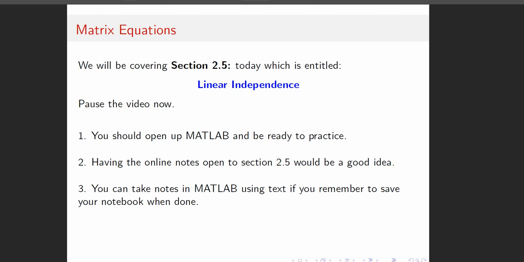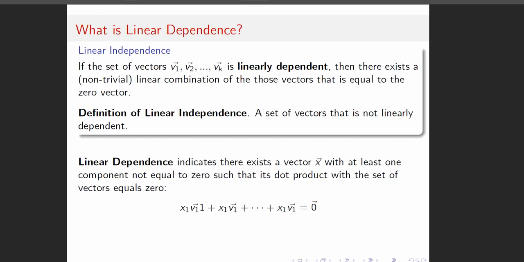Okay, so I'm assuming that you're done and that you've opened up Matlab. Okay, so what is linear dependence? Linear dependence and linear independence refers to a set of vectors. So we've just got some number of vectors, v sub 1, v sub 2, up through v sub k, and they're all the same dimension. So when we say a set of vectors, v sub 1 through v sub k, we mean that they're all the same length.